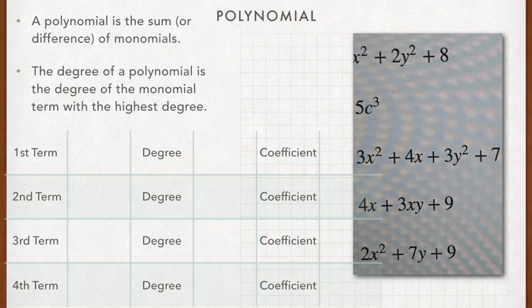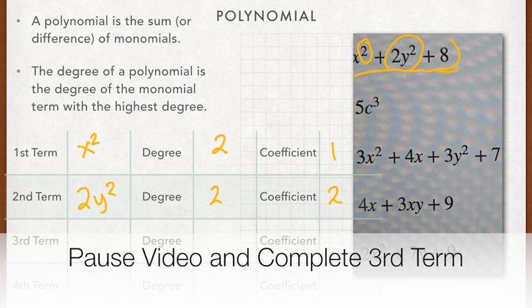Now, let's start with x squared plus 2y squared. Our first term in here is x squared. When we look at x squared, our degree is 2 because that's our exponent, and our coefficient would be a 1. Now when we look at our second term, that would be 2y squared. The degree here would be a 2, and the coefficient here would be a 2.